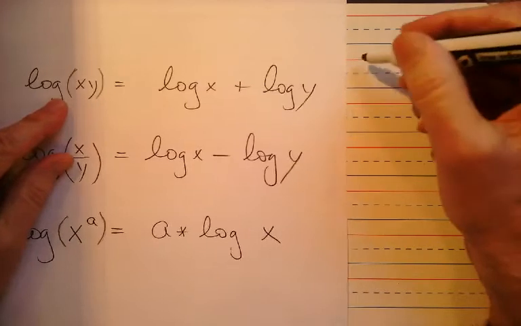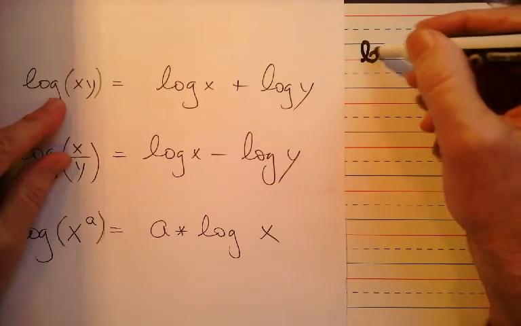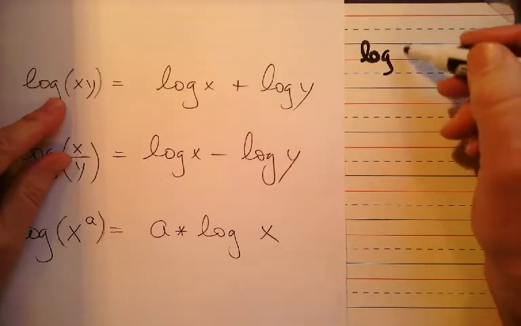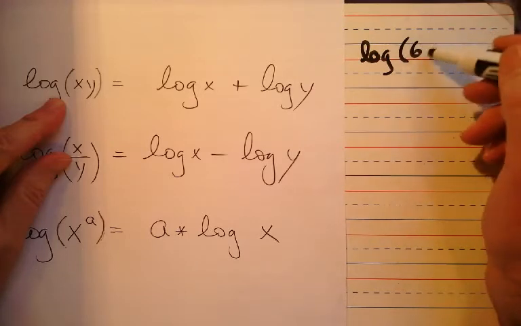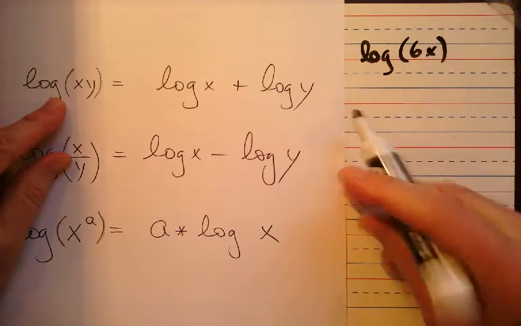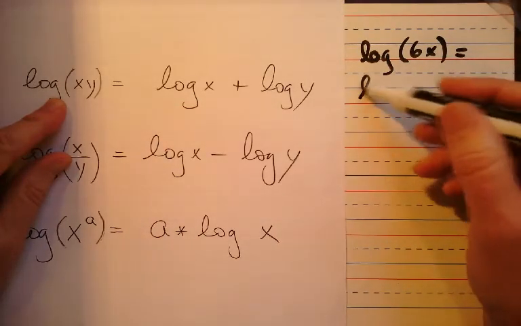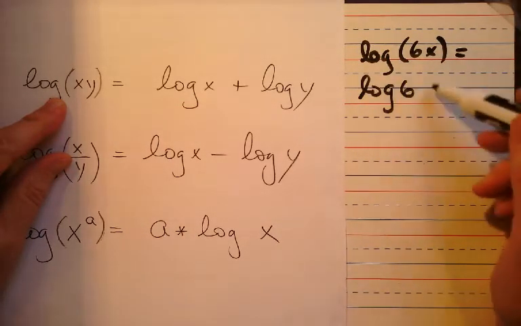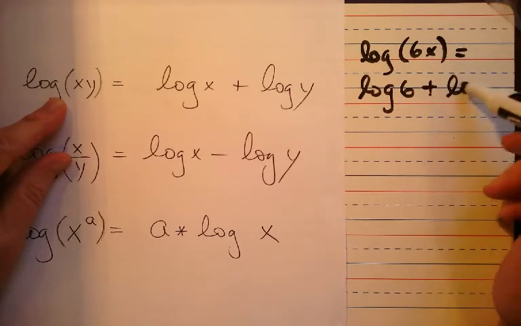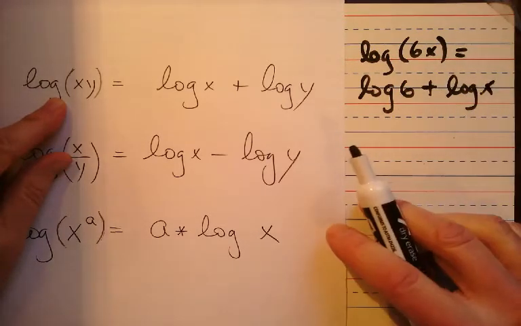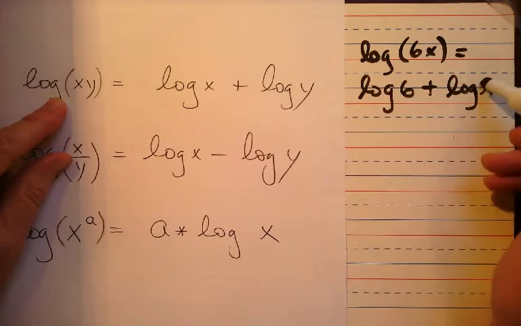If I do the log, say I start with something like this, the log of 6x. What can I change that to be? Well, according to this, that's equal to the log of 6 plus the log of x. Right? That's all that is.